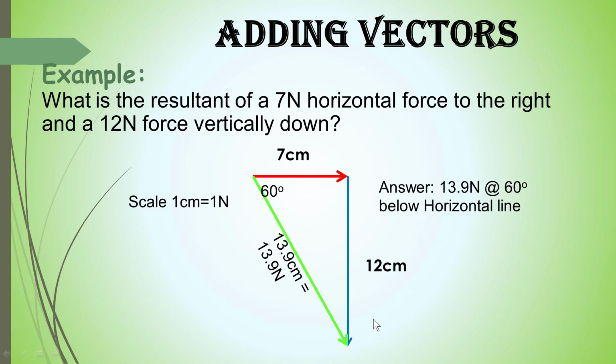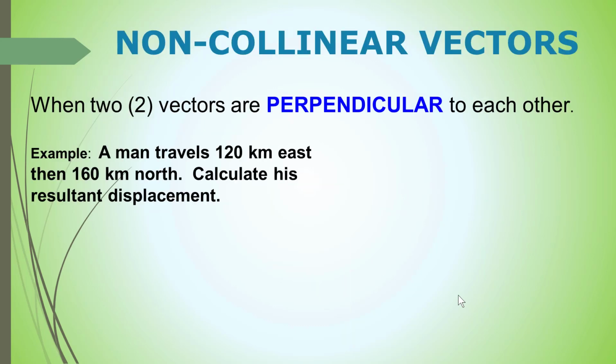In this way we can find the resultant force, which has the same effect as the individual forces. Let's consider another example of perpendicular forces. A man travels 120 kilometers east, then 160 kilometers north. Calculate his resultant displacement. You can see here a man traveling 120 kilometers east. We have drawn it. First you have to select a suitable scale and then draw it; it's up to you what scale you select, whatever is convenient. Then he travels 160 kilometers north.